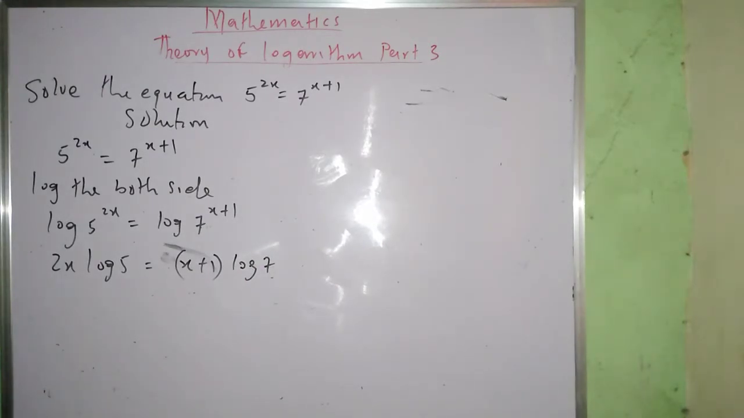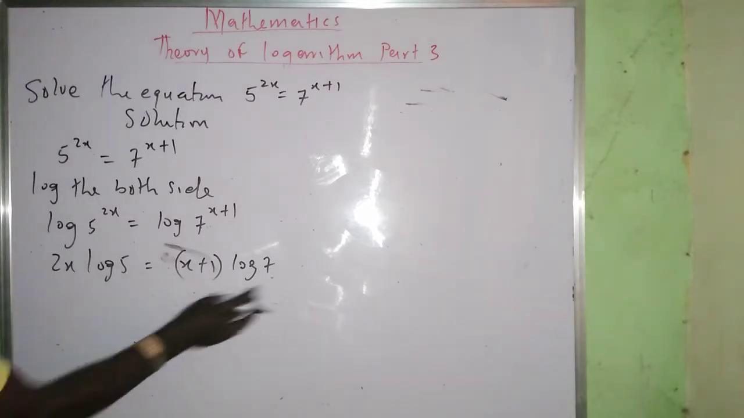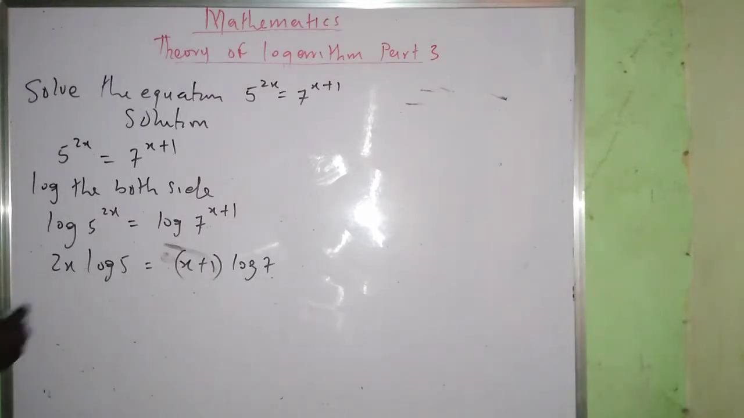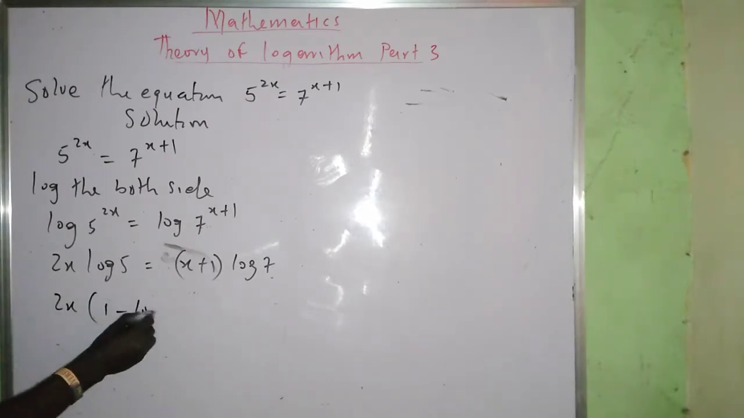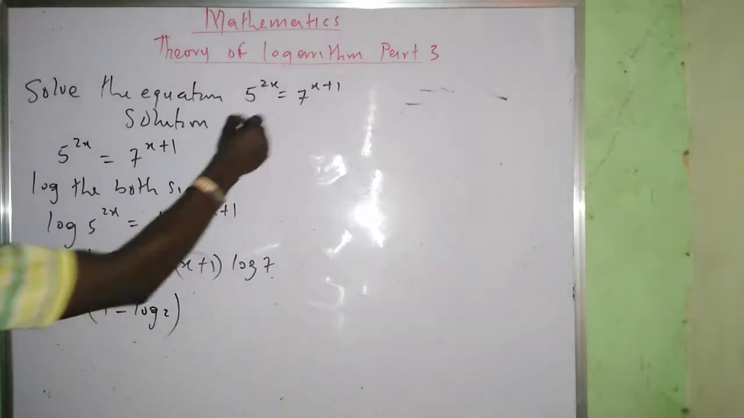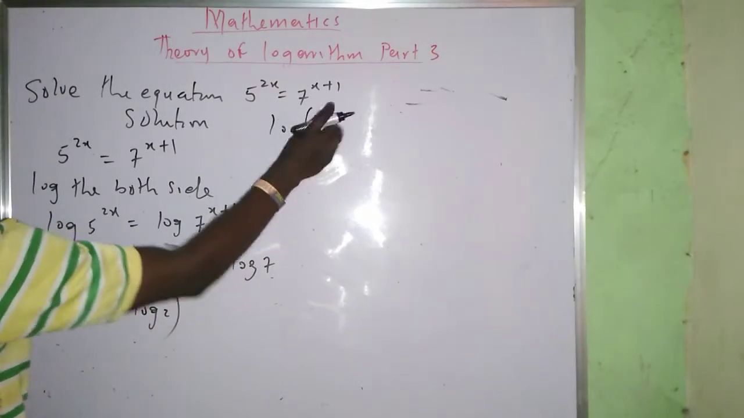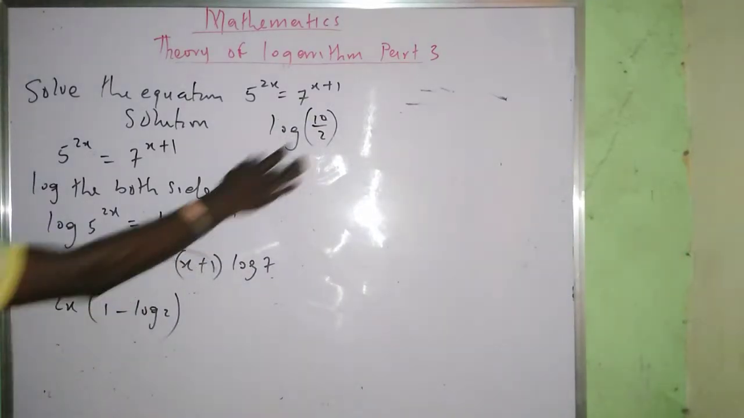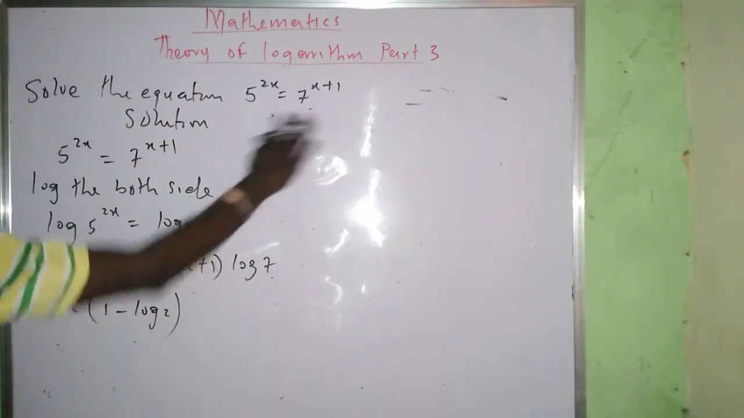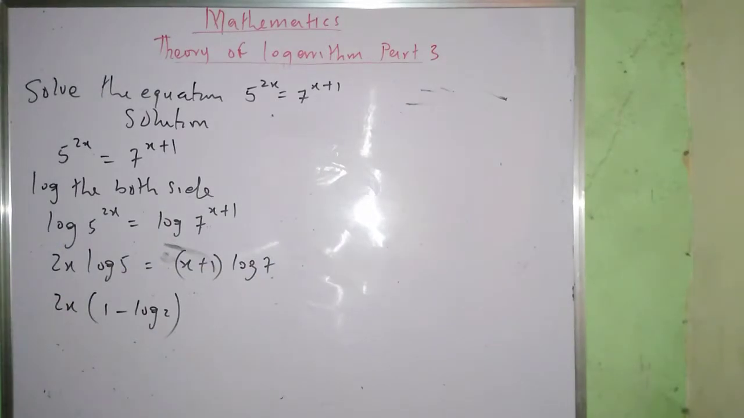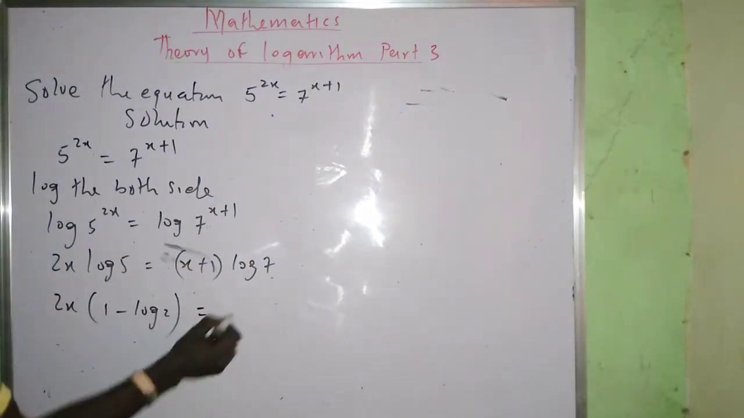Since I have this, what can I do here? I can turn my log 5 to log of 10 over 2, which is 1 minus log 2. If I establish this, I will have this with the help of log 2. Since I have this, I can say it equals x log 7 plus log 7.